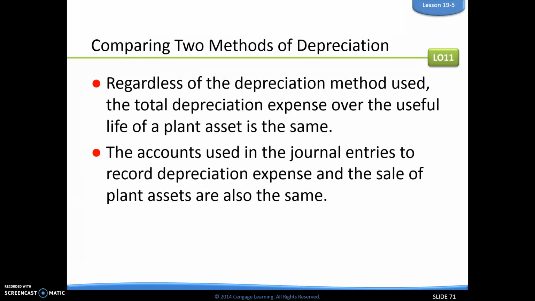And regardless of the depreciation method that gets used, remember that the total depreciation expense, which is 100%, is always depreciated over the useful life of that plant asset. And the accounts used in the journal entries to record depreciation expense and the sale of plant assets are also the same. So none of that changes what we've talked about in Chapter 19 so far. You just have to remember to check whether you're doing straight line depreciation or if you're going to be doing double declining.